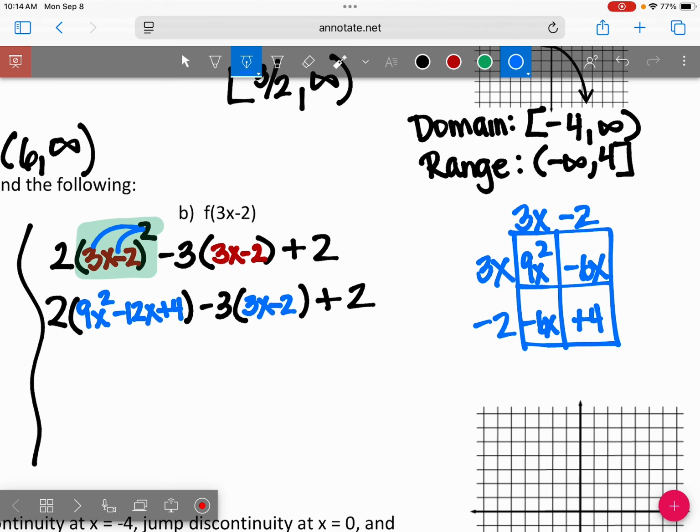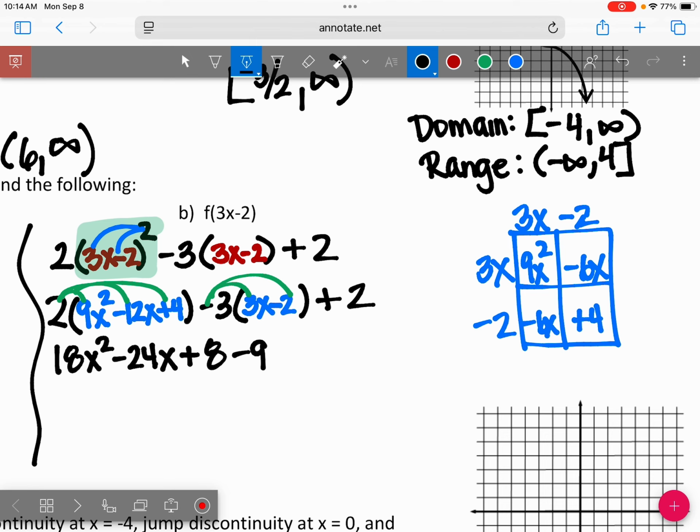When we distribute, multiplying everything in this parentheses by positive 2, that's going to give me 18x squared minus 24x plus 8. And then I'm going to distribute a negative 3. So negative 3 times positive 3 is a negative 9x. But a negative times a negative will give me a positive 6 and then plus 2.